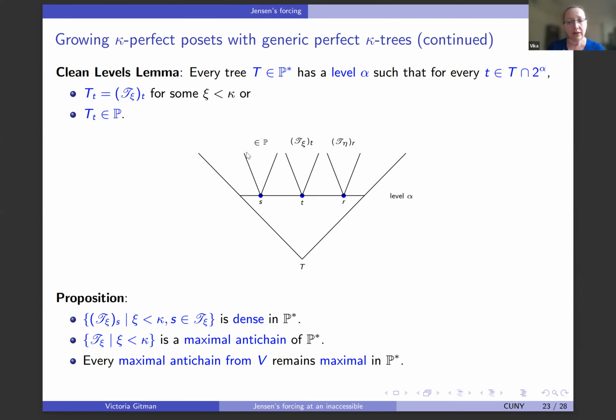Okay, so the clean levels lemma immediately gives us that the generic trees are dense. So this is a maximal anti-chain. And essentially the same argument as the one that I showed you before shows that you seal maximal anti-chains. Because of the weak union property, you can do exactly the same construction.